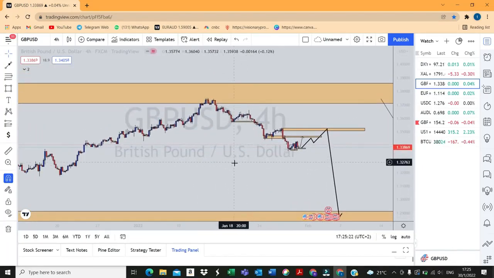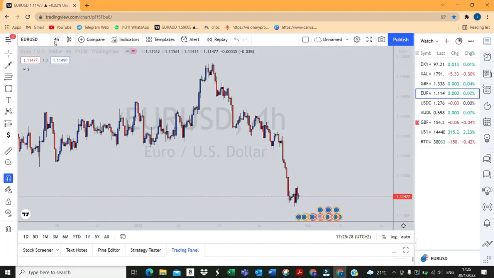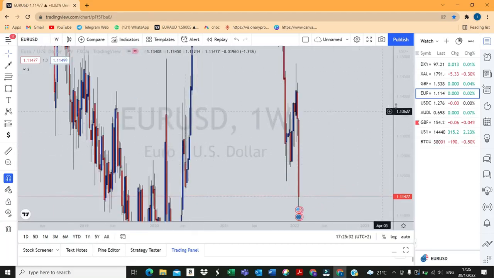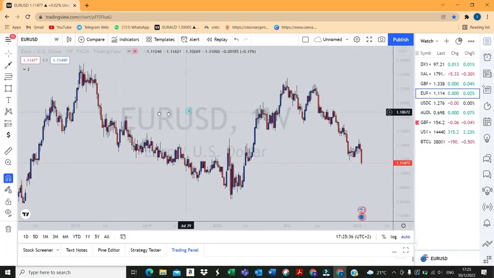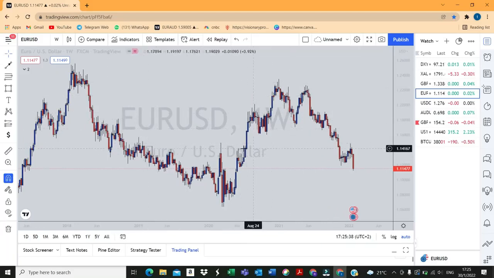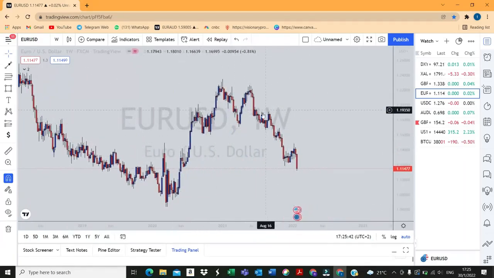We'll have to move to the next pairs and get to analyze them. So we have Euro USD. We also have EUR USD on our watch list. Let's check the weekly time frame, right? Remember, I'm doing my analysis from TradingView, right? So as we look at EUR USD, this is what we have.